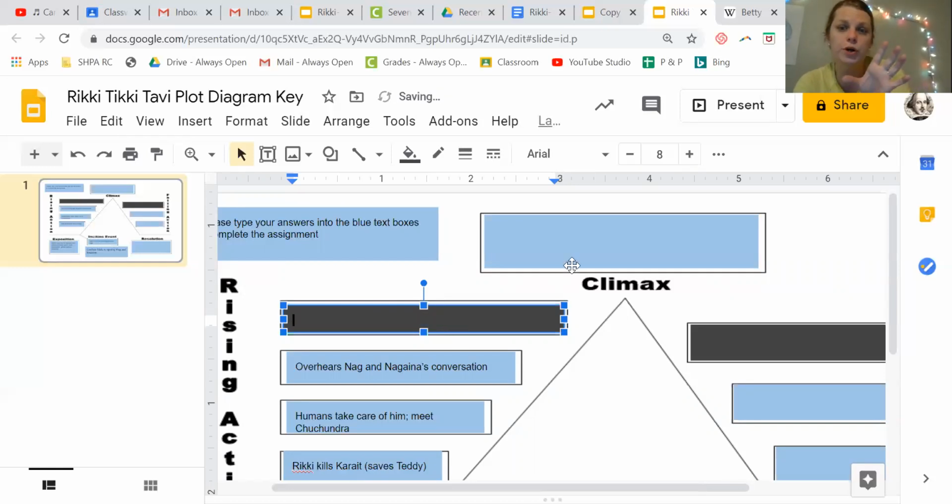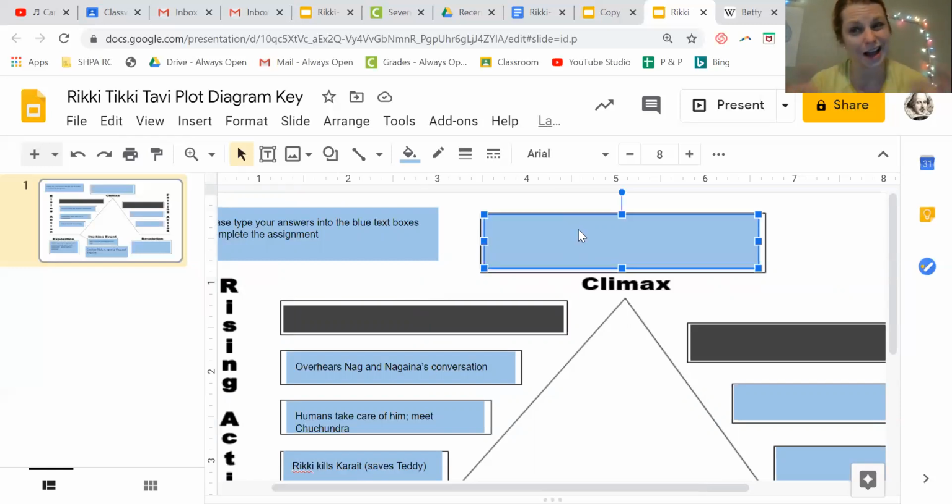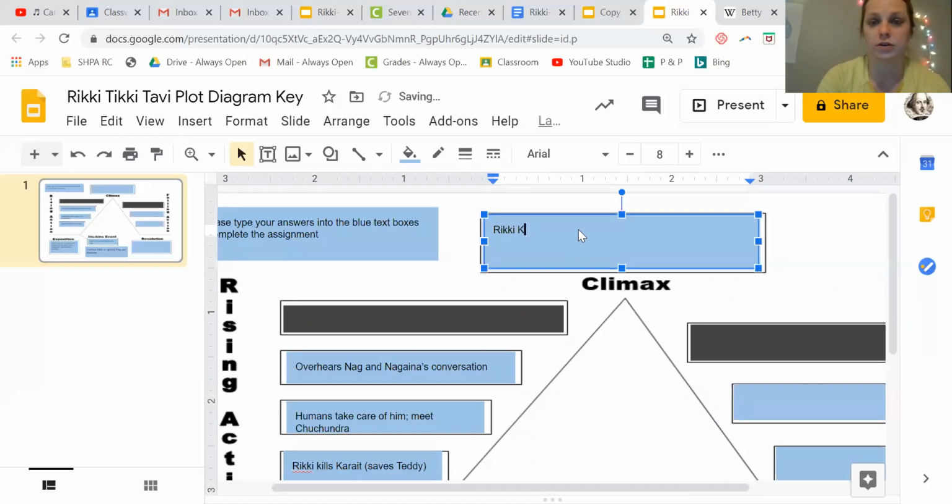That's something you could put in there, though, is that step before the climax, which I think this is all pretty much included, is when Rikki kills Nagina. Because when Rikki kills Nagina, that whole scene where they're fighting, he goes down into the hole, he crushes the egg, like all of those pieces, that whole thing is your most exciting part. But the turning point, the actual thing that ends the conflict, is when he finally kills Nagina.